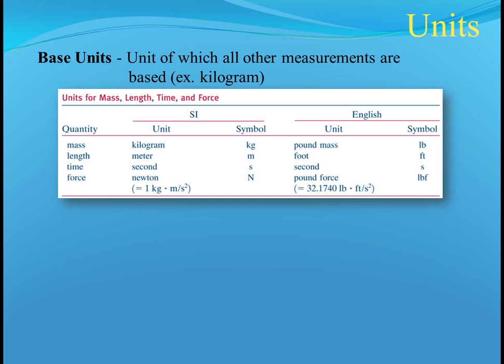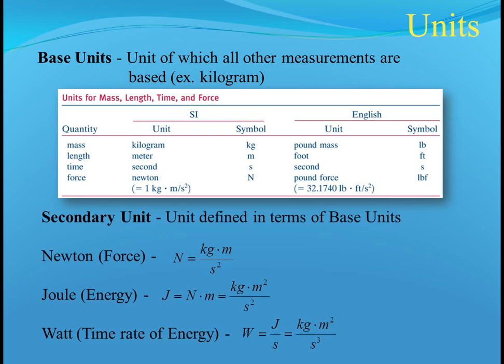And then in English units, we have pound force, which is equal to 32.174 pound mass times feet per second squared, right? So again, we're doing force is equal to mass times acceleration. So we have 1 pound mass times the acceleration of 32.174 feet per second squared, right? So that gives us a pound force.